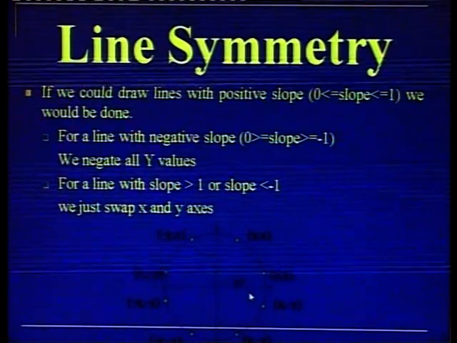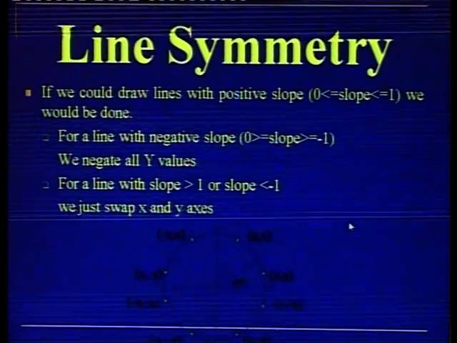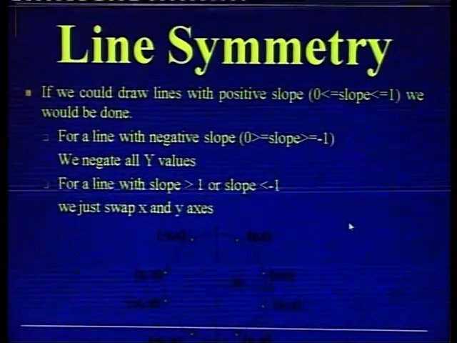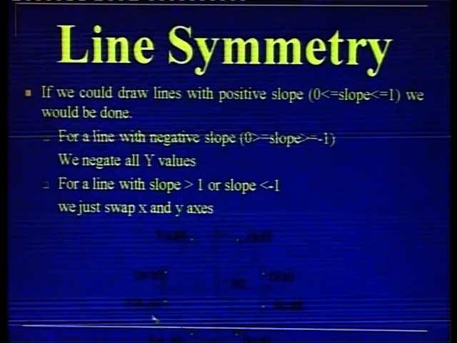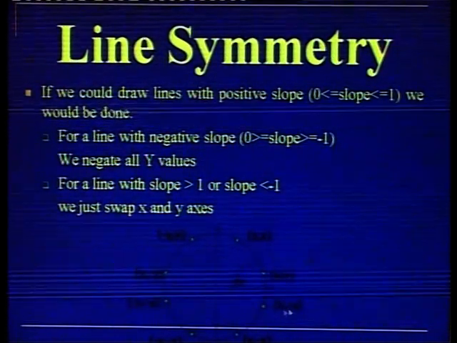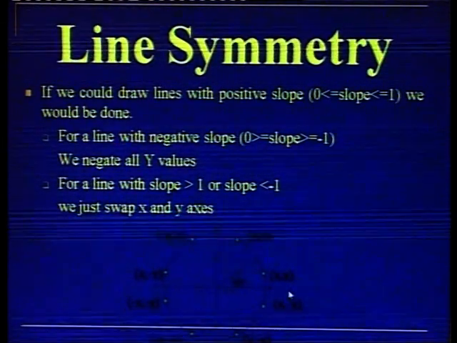if we have drawn a line with positive slope, then from those coordinates only we need not recalculate the other values for the negative slope. We can only negate the y values. We can see that the x coordinates are the same and the y coordinates are negated from these values.